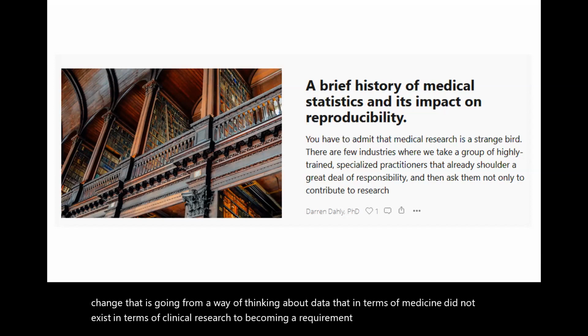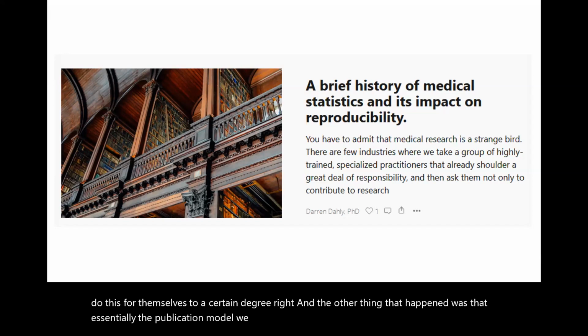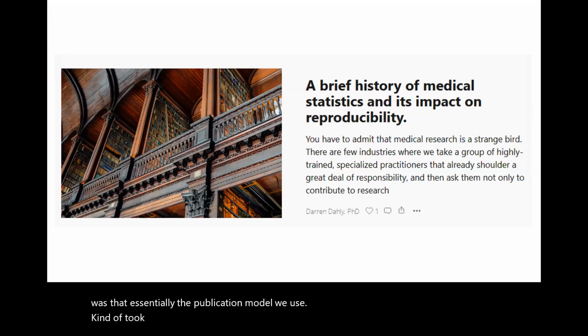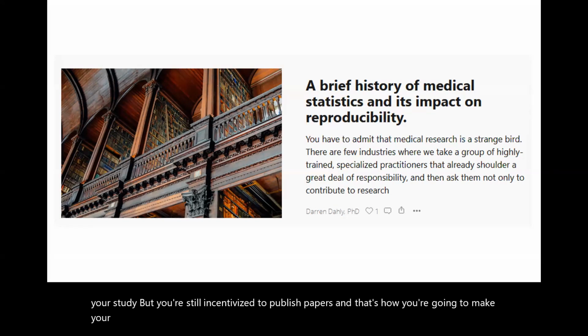So of course, people had to do this for themselves to a certain degree, right? And the other thing that happened was that the publication model we use took root and distorted things. And so the goal, as much as anything, became to publish papers. And so if the rate limiting step is a statistician to be involved in your study, but you're still incentivized to publish papers, and that's how you're going to make your name and be promoted and all the rest of it, then obviously, if we can do without the statisticians, then we're going to do that.